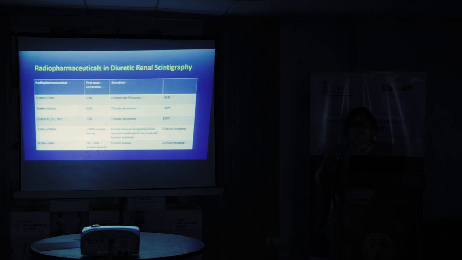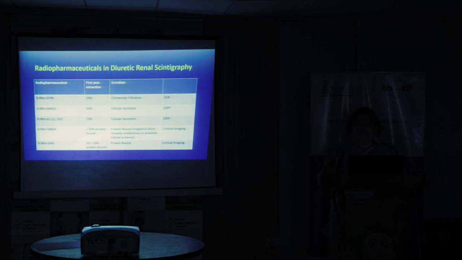So, for instance, DTPA, while it is a beautiful agent because it is a pure glomerular filtration agent and you can actually calculate the GFR in absolute numbers, the problem with DTPA is that the first pass extraction is only about 20%. Whatever you are injecting, about 20% of that goes into the kidney, and only about 20% of that is extracted by the kidney from the bloodstream. Right.